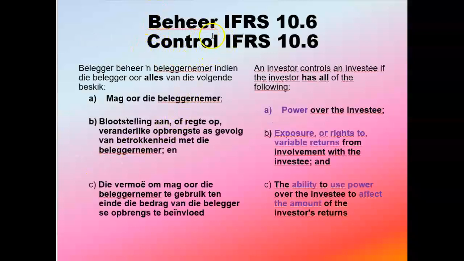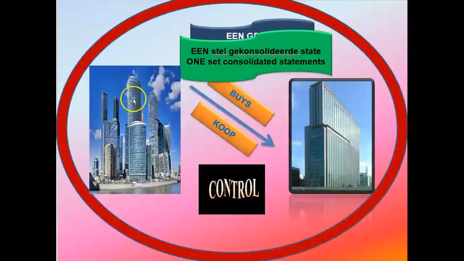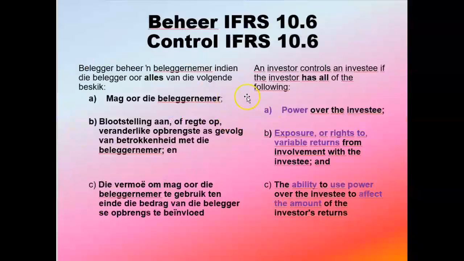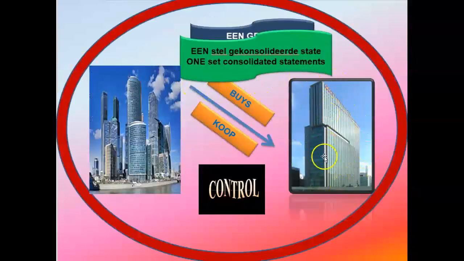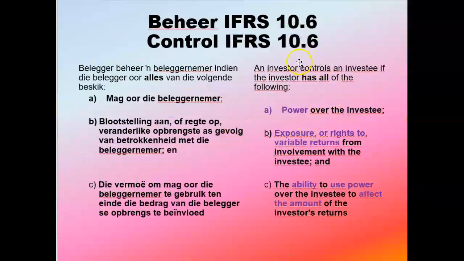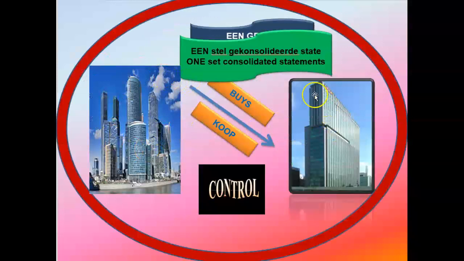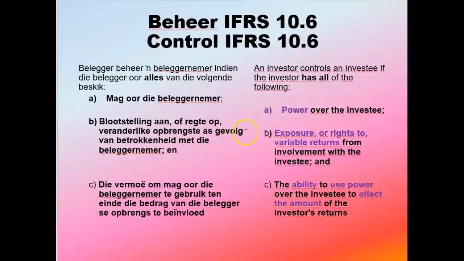Now let's look at control from the IFRS perspective. We say an investor. Going back to this one, this is the guy who's going to buy the shares, the investor. It says an investor controls an investee. The investee is the company whose shares were bought by the investor. An investor controls an investee if the investor has all of the following. Number one, the investor must have power over the investee. So he must have power over that guy on that side.